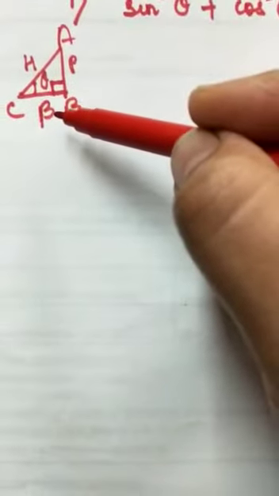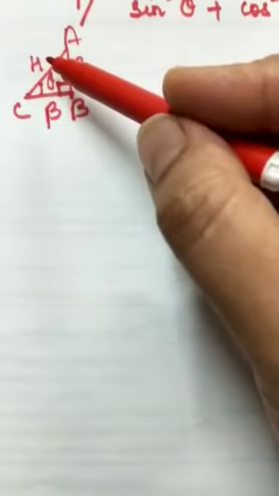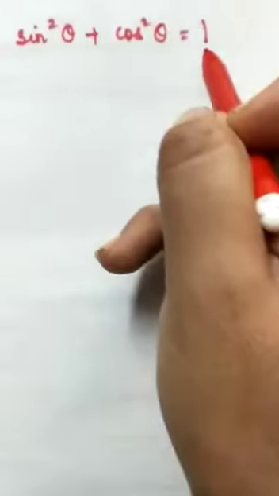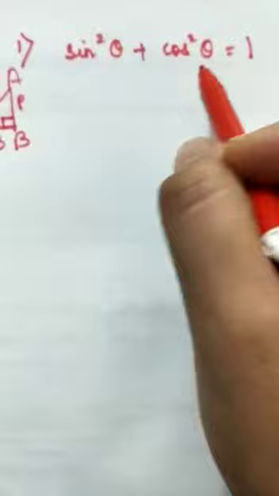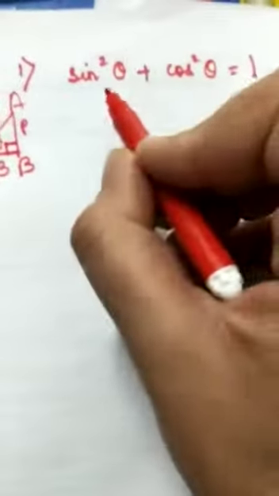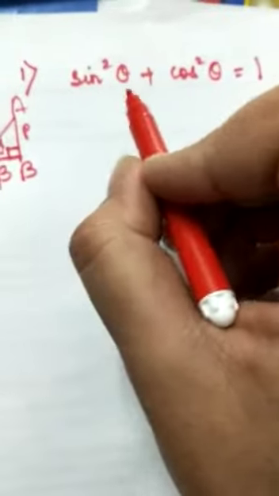So when you take the perpendicular square upon hypotenuse square and the base square upon hypotenuse square, that will be equal to P square plus B square upon H square. And you can apply the Pythagoras theorem, it will be replaced by H square. So you get equal to 1. This we have discussed.